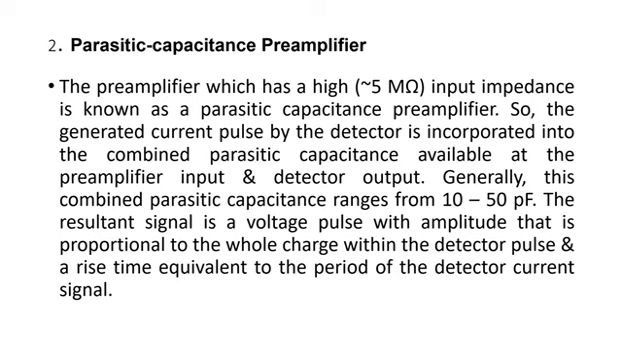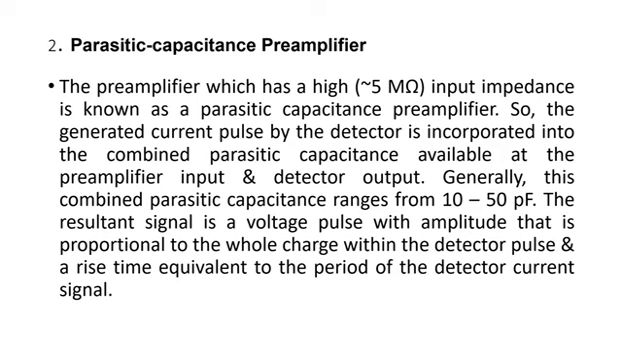Next is the parasitic capacitance amplifier. What do you mean by parasitic capacitance amplifier? This amplifier, which has an input impedance of about 5 megaohm, is known as a parasitic capacitance preamplifier. The current pulse generated by the detector is integrated onto the combined parasitic capacitance available at the preamplifier input and the detector output. The combined parasitic capacitance ranges from 10 to 15 picofarad.